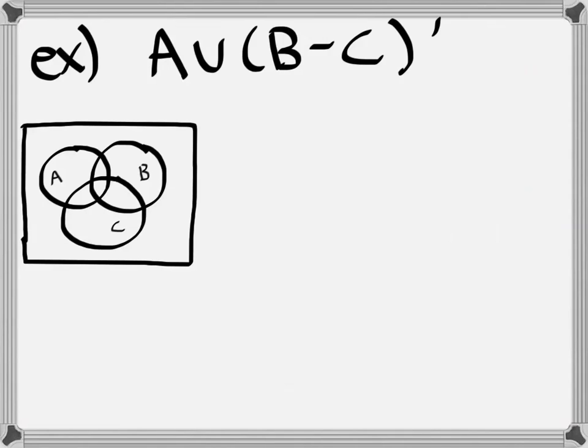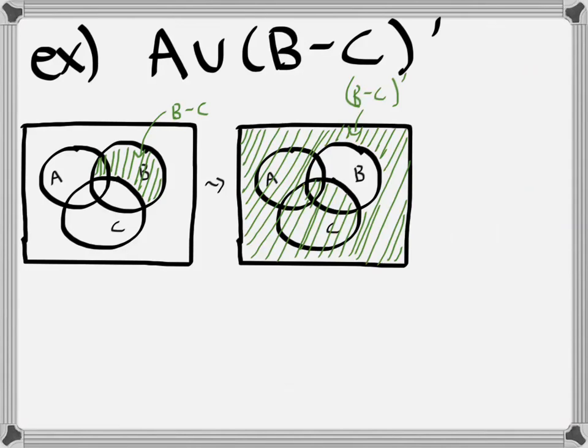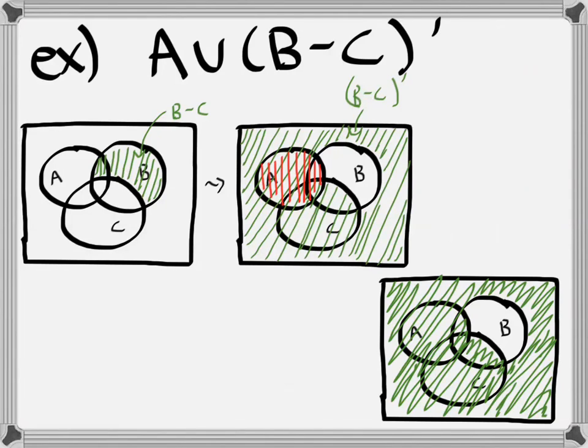B minus C is everything in B that is not in C, so we shade in that corresponding region. And if I take the complement, I shade everything that's not in the original B minus C. Okay, so right now what we have is the complement of B minus C. We want to union that with A, so we shade in A, and because we're looking at the union, we want to take everything that's shaded in either color, and that gives us the following region. We have just shaded in the set A union the complement of B minus C.